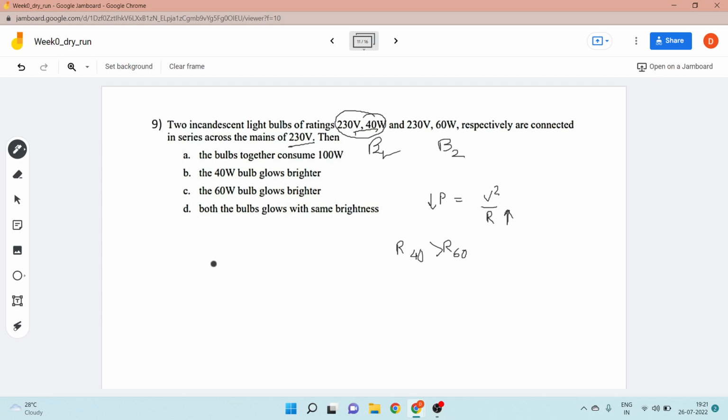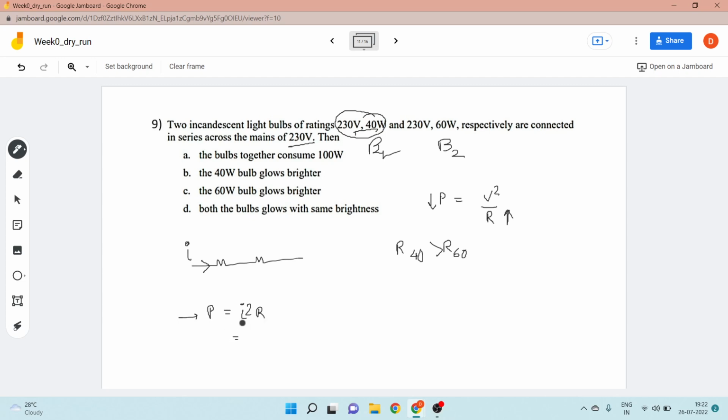Now, since they are connected in series, through both the bulbs the same current will pass. So to determine which of the bulb is glowing brighter, we can calculate I square into R. Since the brightness of the bulb will directly depend on the power that is being output, right? This power output can be given by I square R.